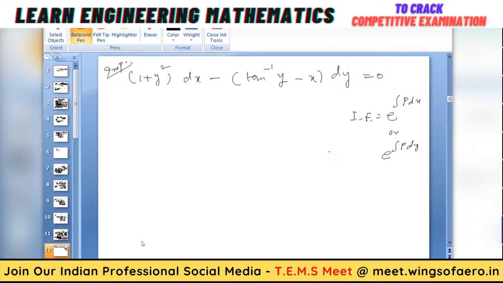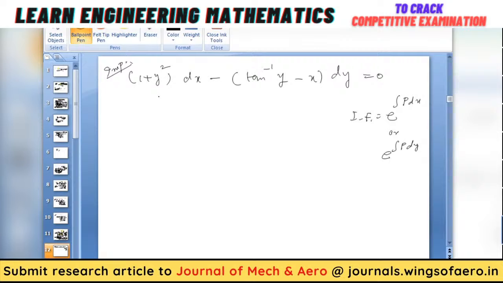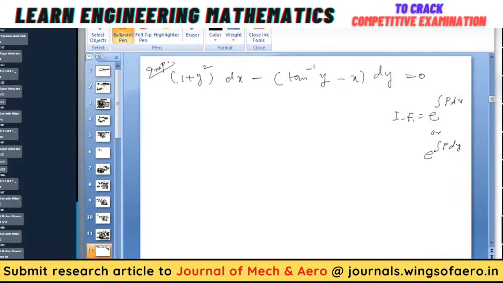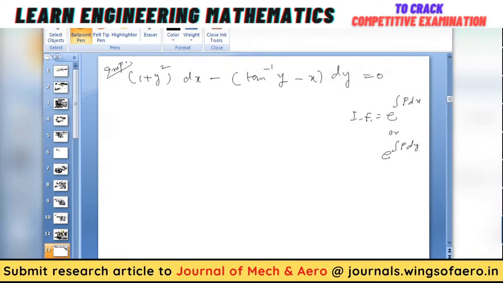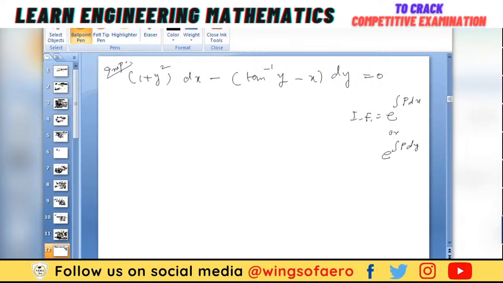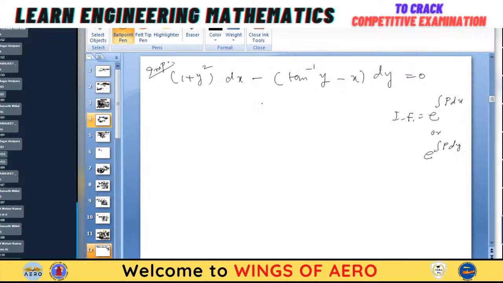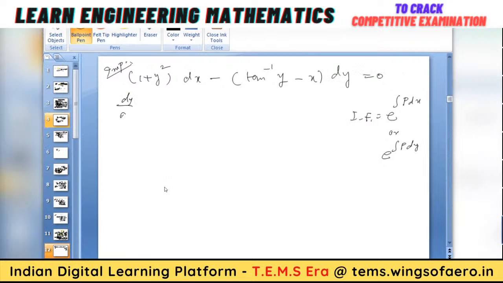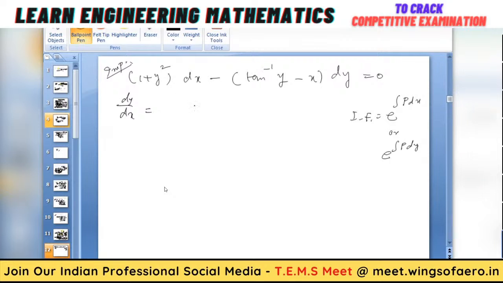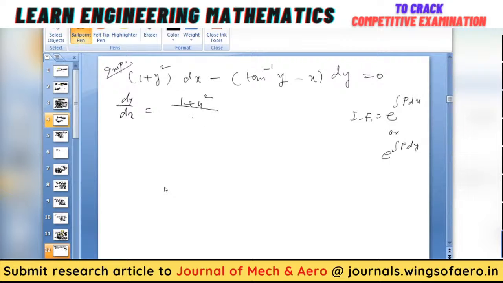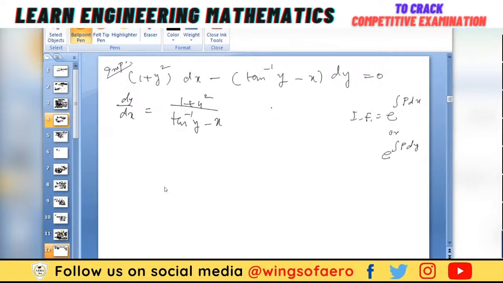Okay, let's see. If I find dy dx here, e to the power tan inverse y is the integrating factor. Yes, e to the power tan inverse y. Samarth, you are right. Exactly, e to the power tan inverse y. Okay, look at this. If I divide by x, it becomes (1 plus y square) dy dx equals tan inverse y minus x.